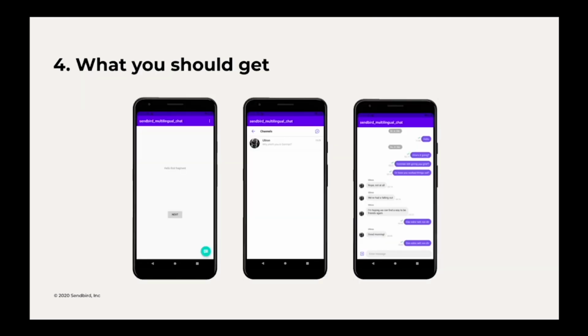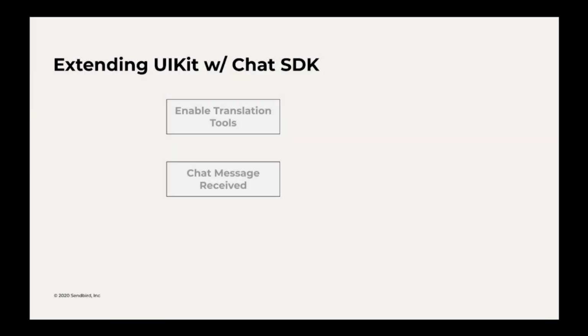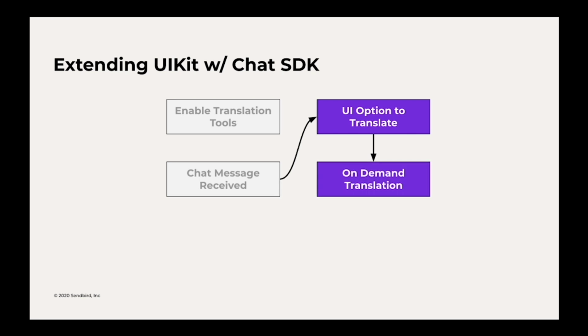Okay. So now for adding translation. Now, we have a couple different translation options, and the one we're going to focus on is on demand. So for extending the chat, the 2 prerequisites are that we enable translation tools, which we did in the dashboard early on in the session, and then, of course, have some chats going on. Okay, so what we're going to do is modify the chat activity to have an option to display a translation for a given message, and then do the on-demand translation and then present that to the user in some form or fashion.